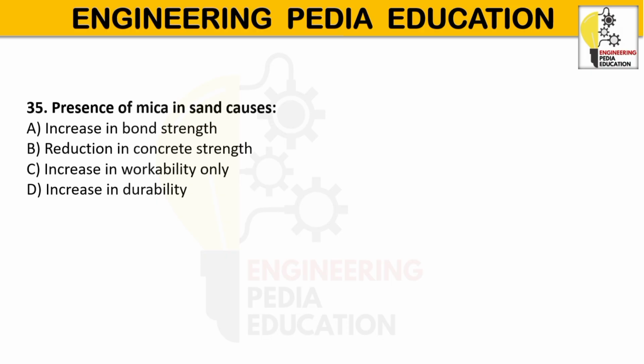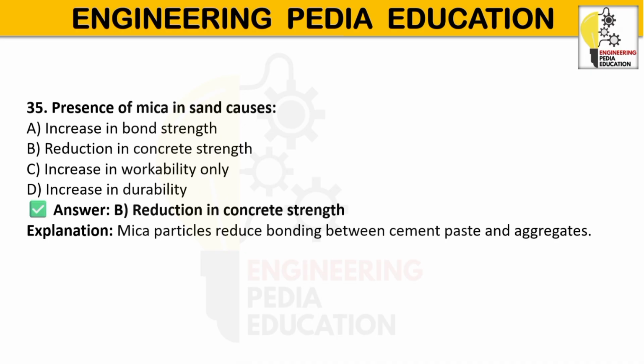Presence of mica in sand causes increase in bond strength, reduction in concrete strength, increase in workability only, increase in durability only. So the correct answer is reduction in concrete strength. Mica particles reduce bonding between cement paste and aggregate. Mica in sand is considered a harmful impurity.